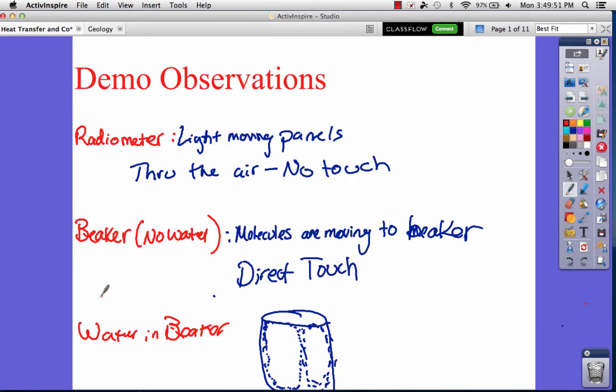And then the beaker with no water, we said that the molecules are moving from the hot plate to the beaker, and that has to do with direct touch. Okay, so the beaker is actually sitting on the hot plate. It's actually absorbing that heat, so it is coming through direct touch.